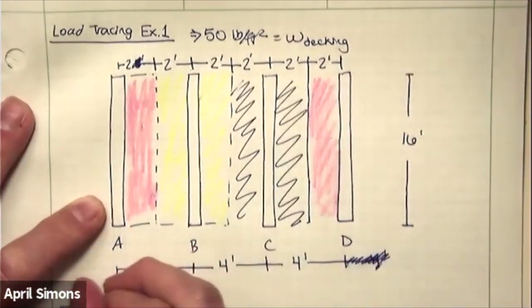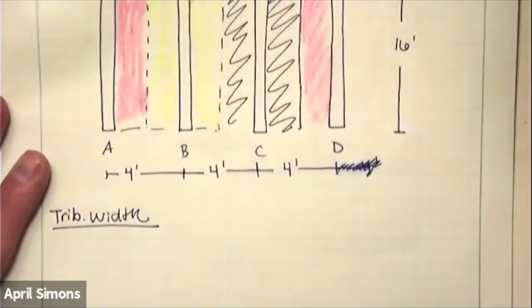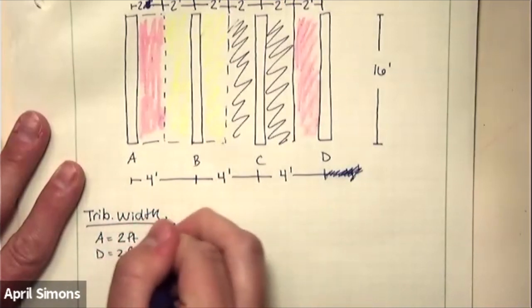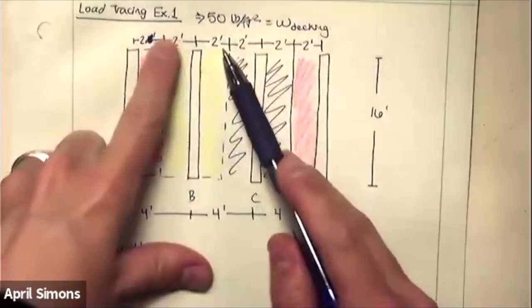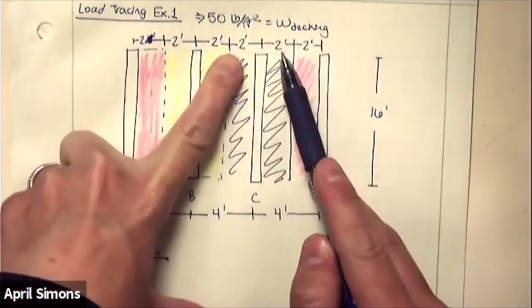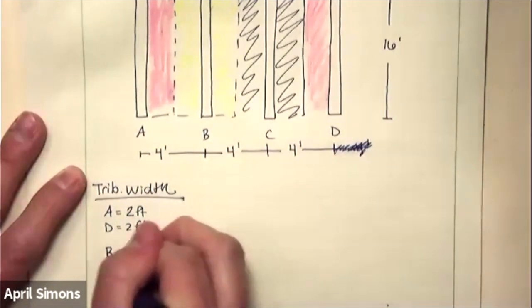Beam A has a 2 foot tributary width. So we're going to simplify our calculations a little bit here and just tally up our tributary widths. We know A is 2 feet. D is 2 feet. Typically, when the spacing is uniform like this, 4 foot on center, our end beams will have the same tributary width and our interior beams will have the same tributary width. So here, A and D, our end beams, are 2 feet. Our interior beams, B and C, have 2 foot on either side. So tributary width for B is 4 feet, 2 plus 2. Tributary width for C, 2 plus 2, 4 feet. So B is 4 feet and C is 4 feet.